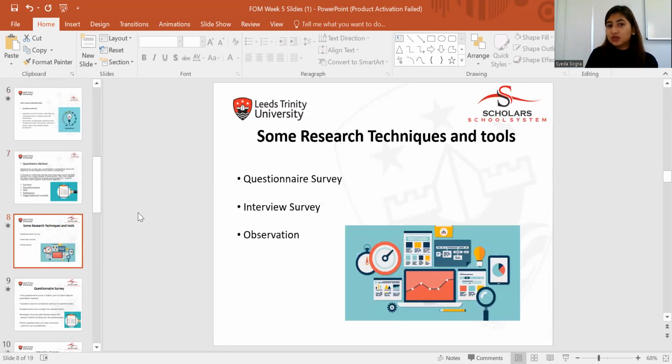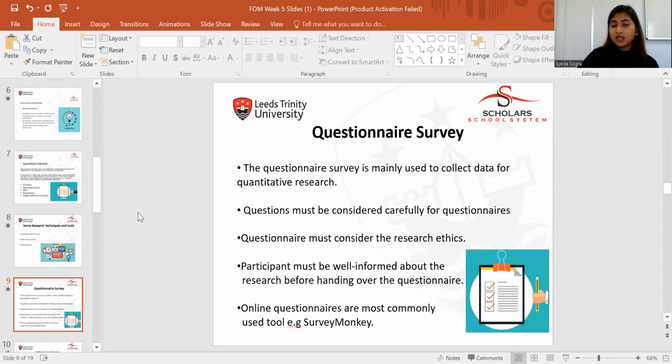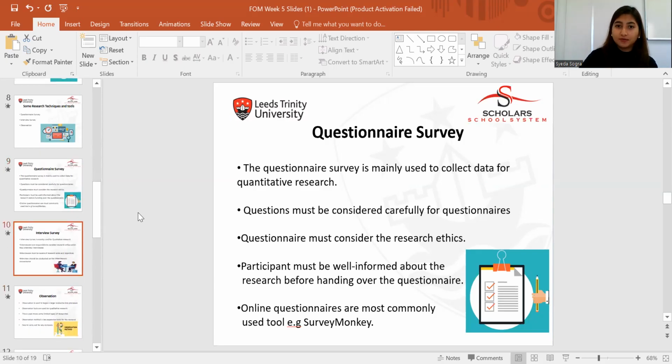Some research techniques and tools are questionnaire survey, interview survey, and observation. So what's a questionnaire survey? The questionnaire survey is mainly used to collect data for quantitative research. Questions must be considered carefully for questionnaires, and the questionnaire must consider research ethics. Before we conduct any survey, we have to follow the code of conduct of research ethics. Participants must be well informed about the research before handing over the questionnaire. Online questionnaires are most commonly used, for example, SurveyMonkey.